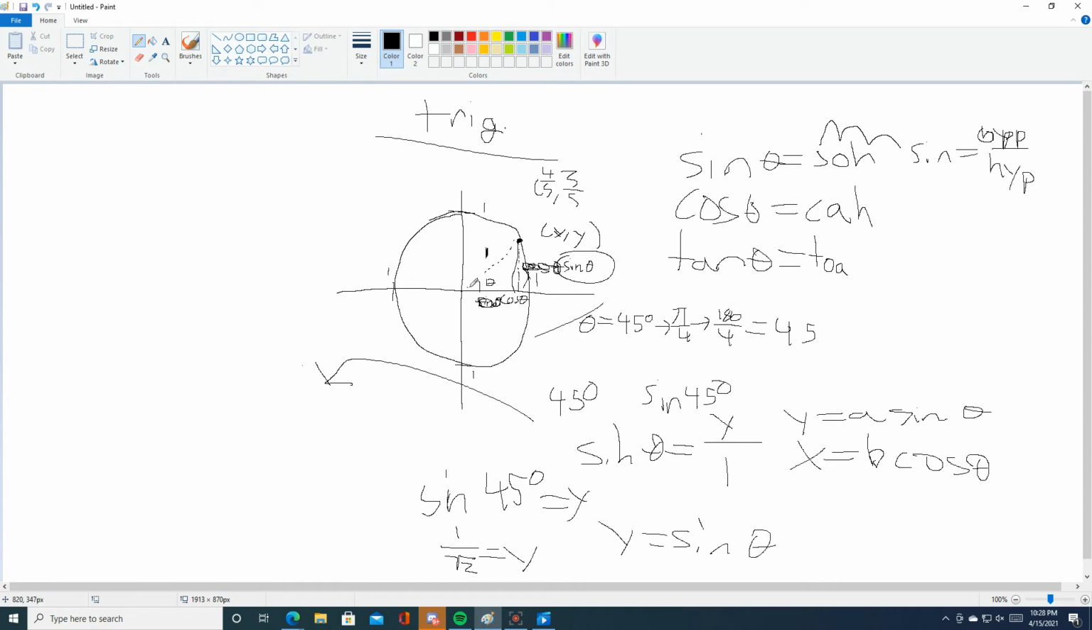So sine would be calculated by taking this length and dividing it by this length. And doing that, you get 1 over root 2. So that's it for 45 degrees. For other lengths, it changes, obviously.